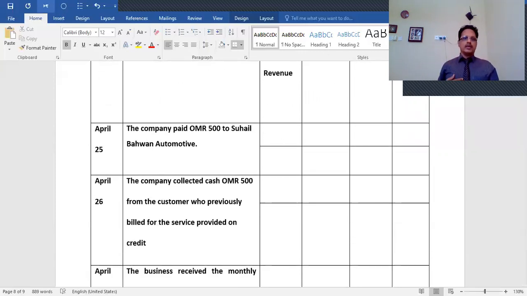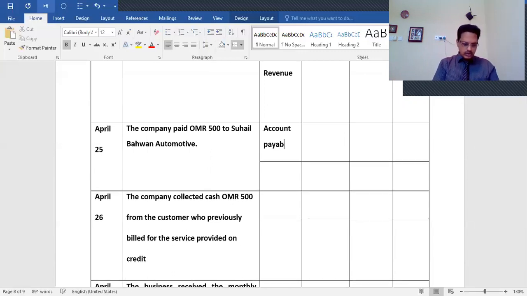Now, next one is: the company paid OMR 500 to Suhail Bhavan. You are paying money to Suhail Bhavan. So who is Suhail Bhavan? Account payable or sundry creditor. That means your liability. So account payable, or Suhail Bhavan, you can write, and you are paying cash. Account payable is a liability, and cash is an asset.